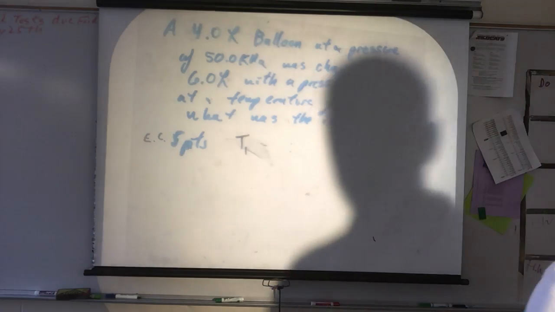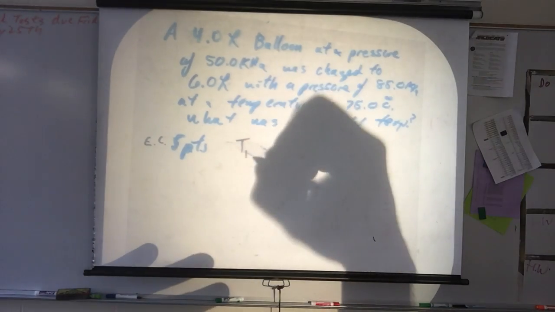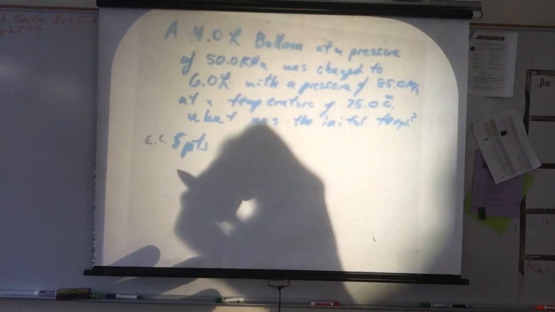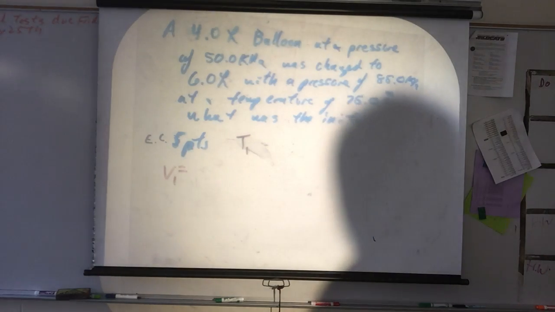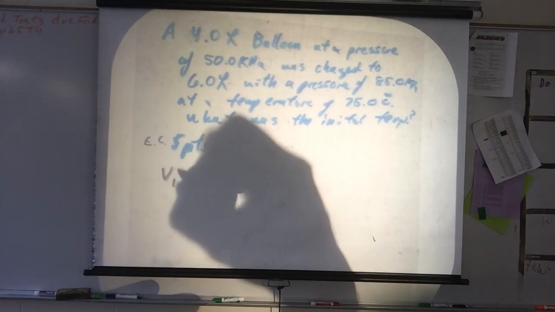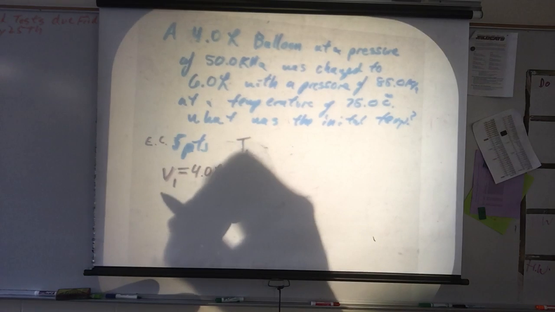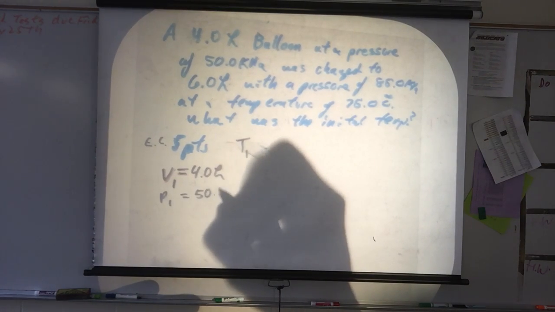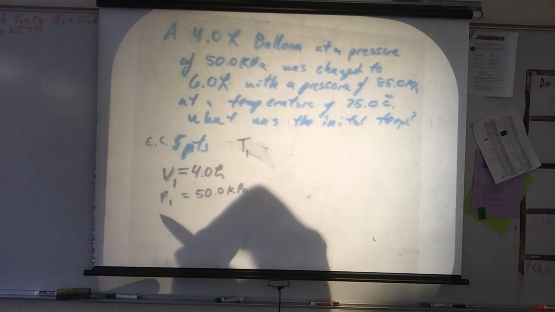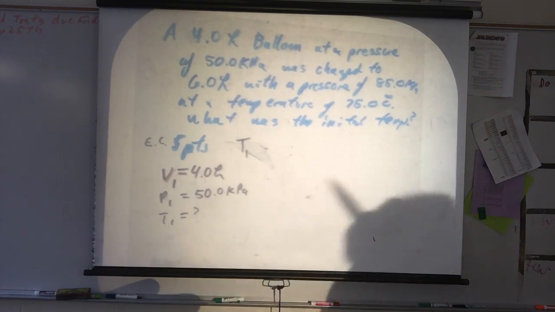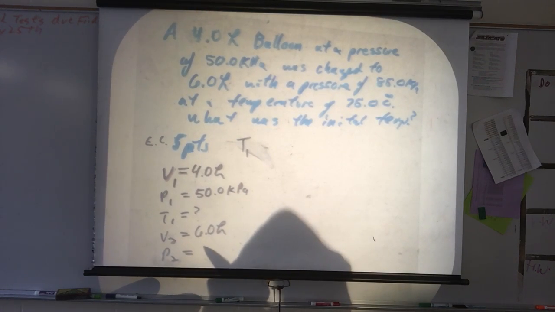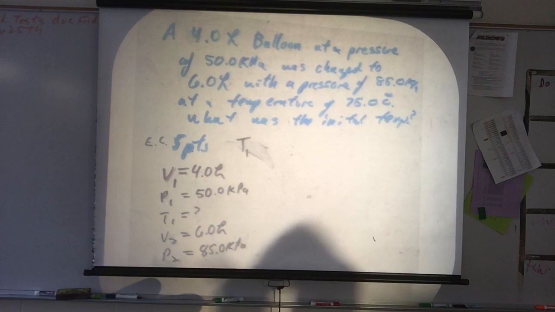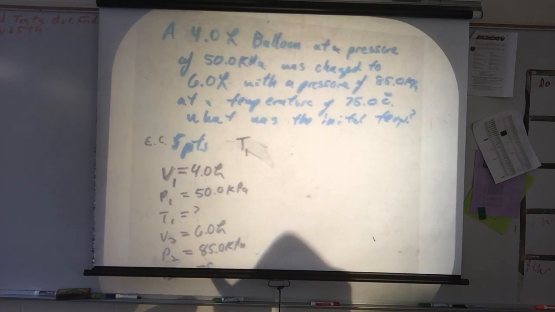So first thing you're going to do is write down all of the info. We know that we've got a V1 of 4 liters, a P1 of 50 kPa, a T1, which we are trying to find, a V2 of 6 liters, a P2 of 85 kPa, and a T2 of 75 Celsius.